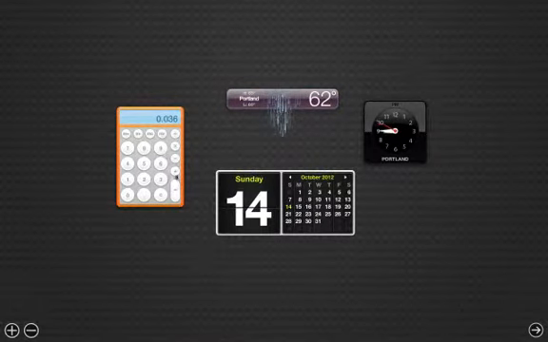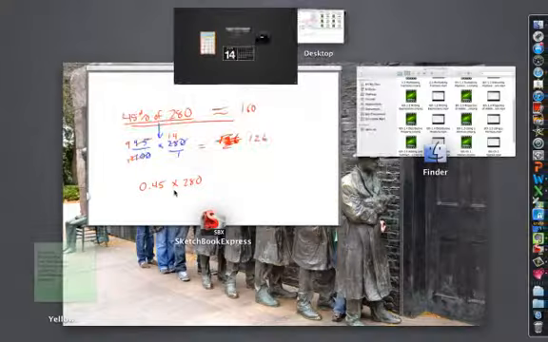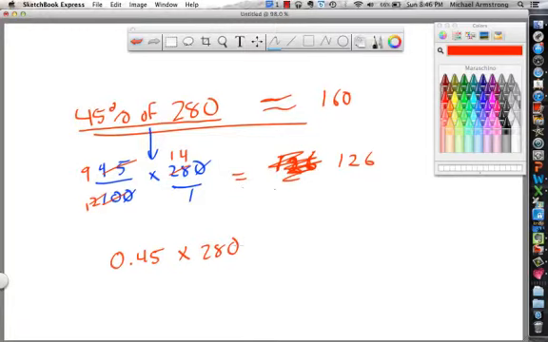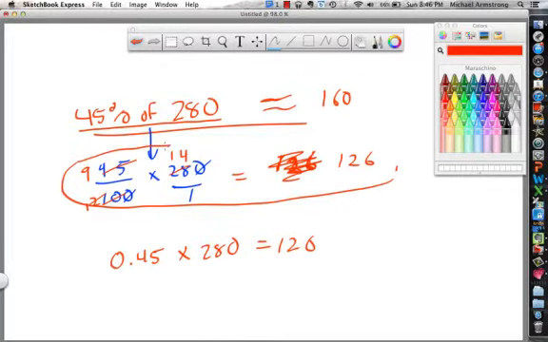I'll do it for you. 0.45 times 280 equals 126. Looks like we did that right. 126 was our answer on a calculator, and it was our answer using fractions. This is the way I'd always prefer. I love it if you can just figure it out on paper using fractions.